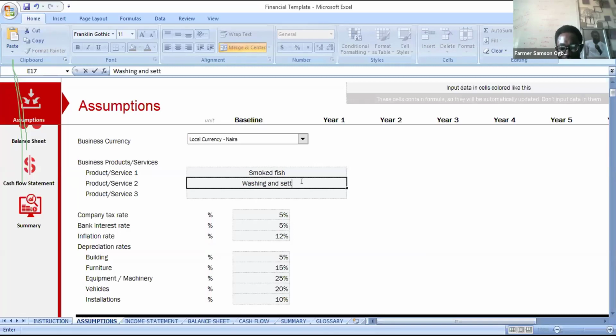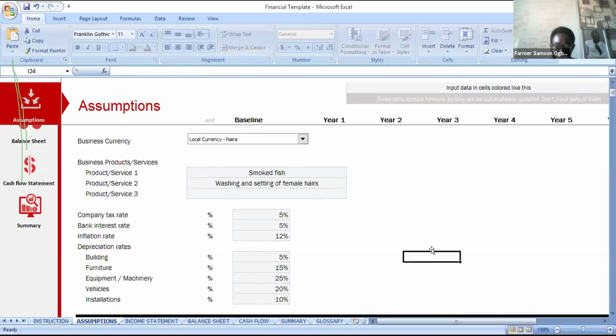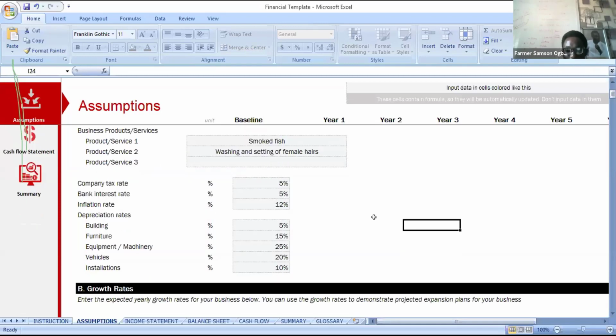Washing and setting of female hairs. So that's my service. Now I want you to notice that I took time to explain it well, because remember, anybody that is picking it up first does not need to call me to understand my business. If I need to call you to understand your business from your business plan, it means your business plan was not properly done.